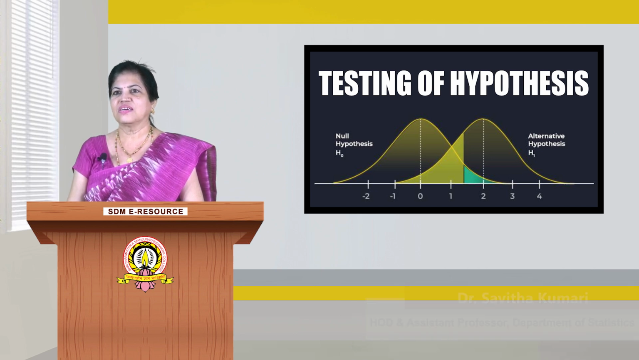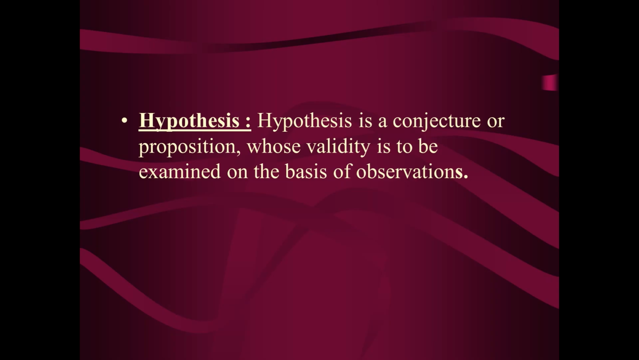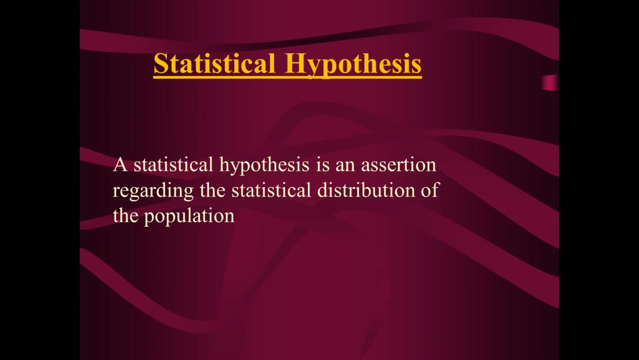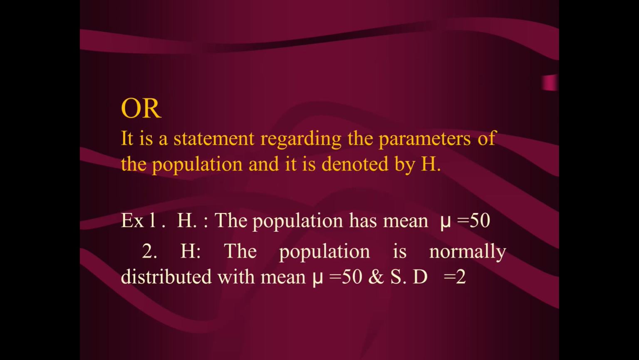Now let us discuss testing of hypothesis. A hypothesis is a conjecture or proposition whose validity is to be examined on the basis of observations. A statistical hypothesis is an assertion regarding the statistical distribution of the population or a statement regarding the parameters of the population, and it is denoted by H.